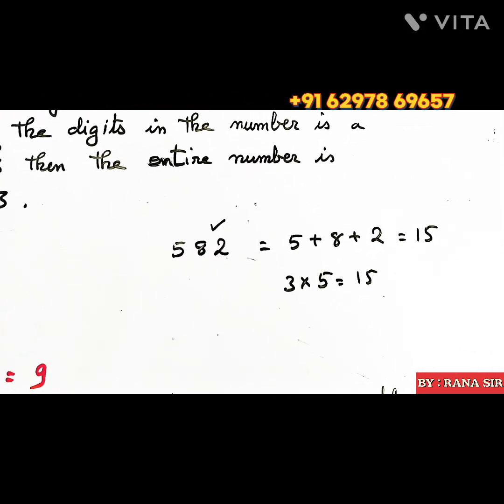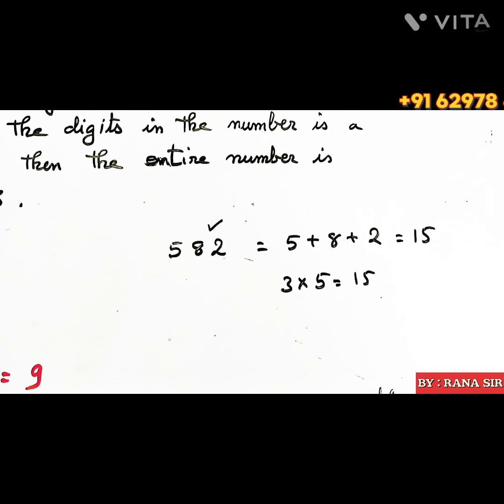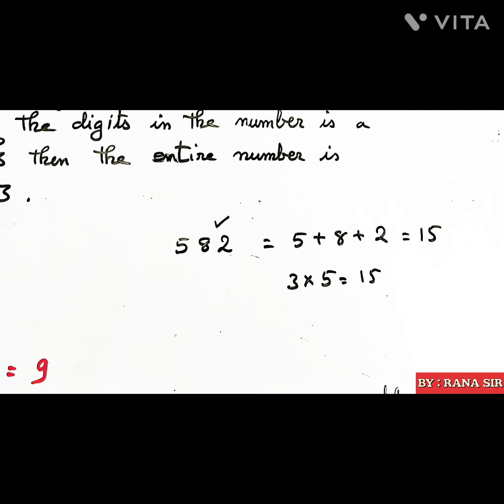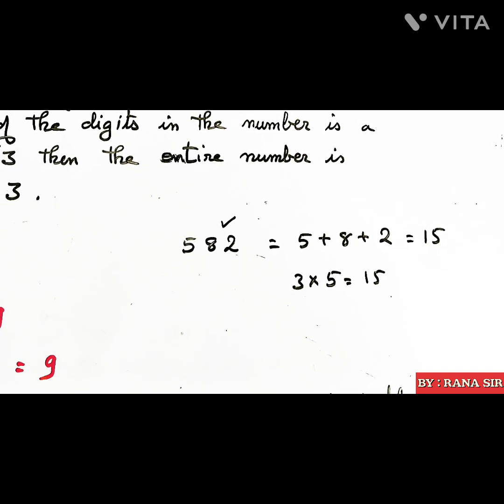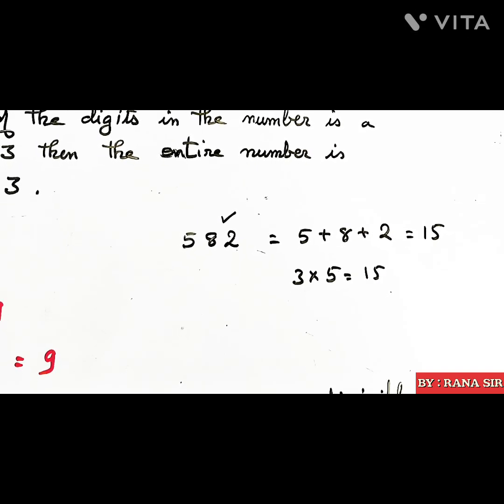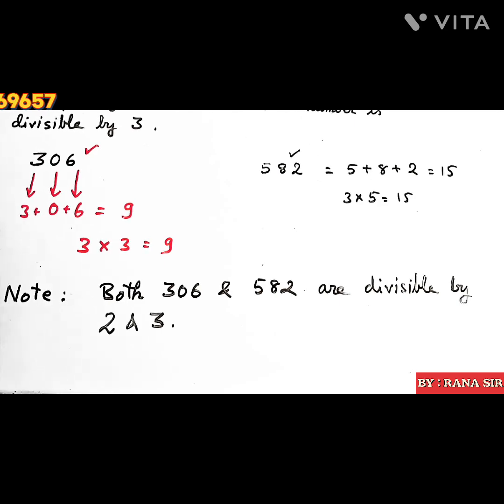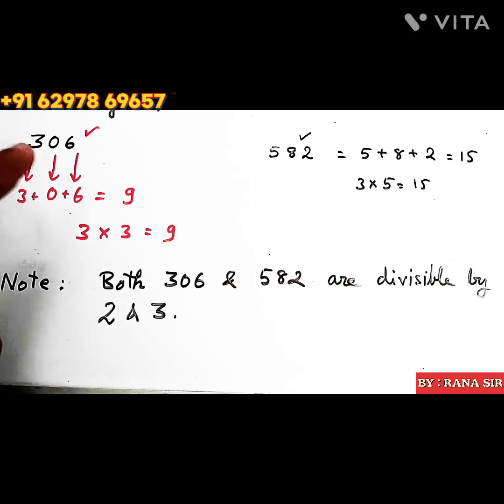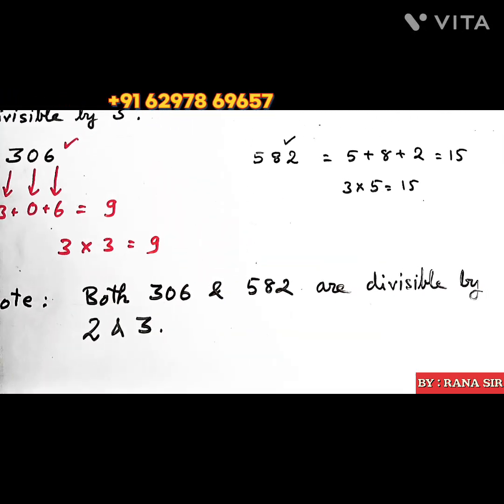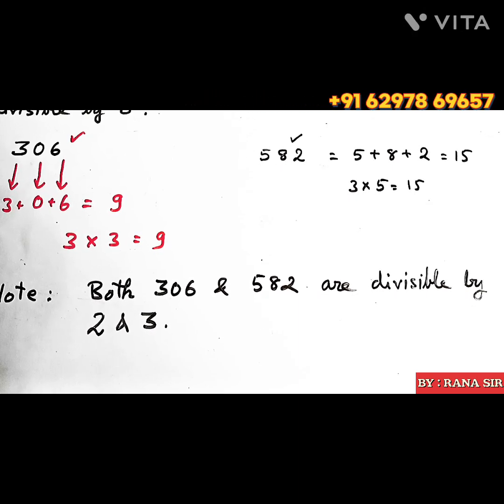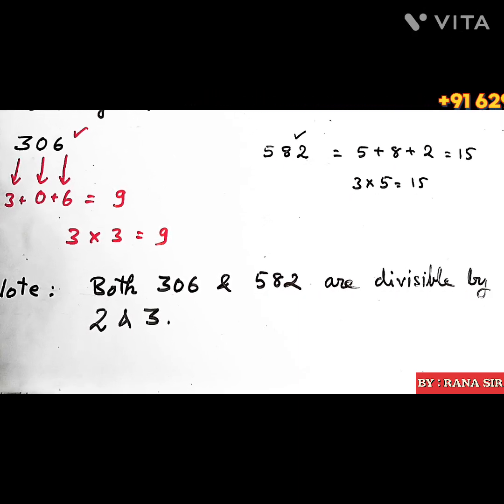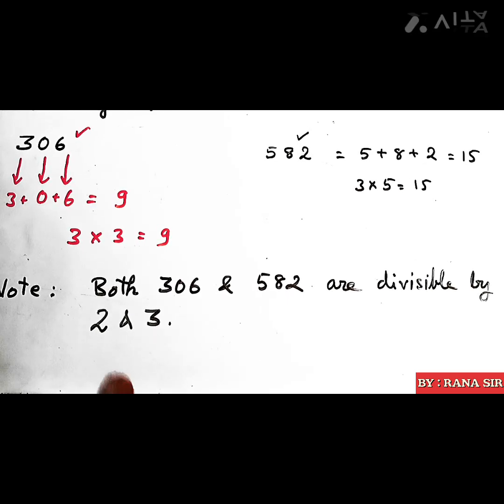Digit addition: 5 plus 8 plus 2 equals 15. Is it a multiple of 3? Yes, 3 into 5 equals 15. Hence, 582 is divisible by 3. In fact, both 306 and 582 also end with 6 and 2, so they can be divided by both 2 as well as 3.